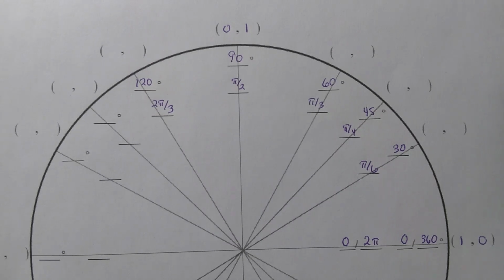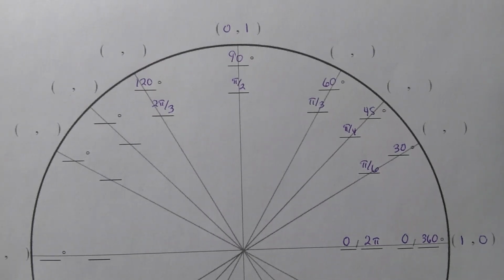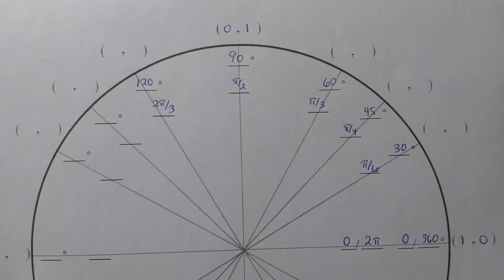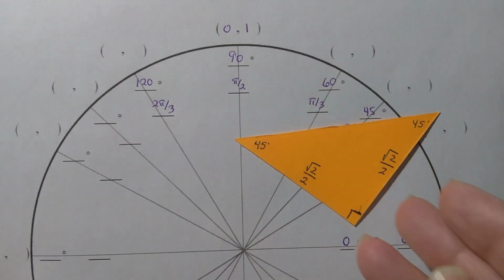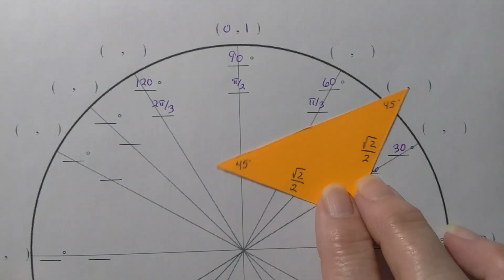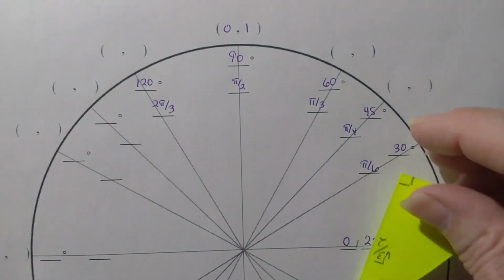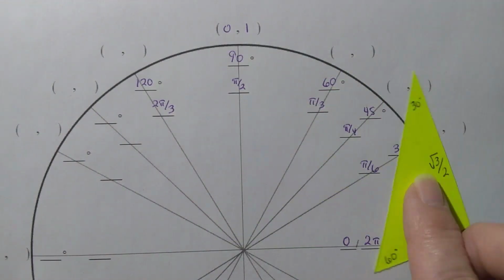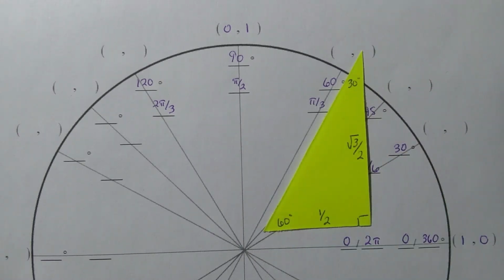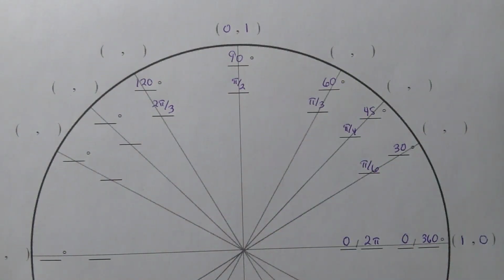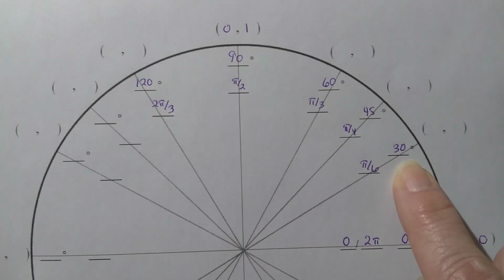We're now going to fill the rest of these out, and we're going to do those using special triangles. So I've created two special triangles, a 45, 45, 90 triangle, which you will recognize from before, and also a 30, 60, 90 triangle, which again you will recognize from before.